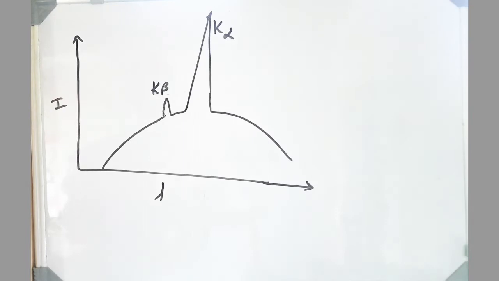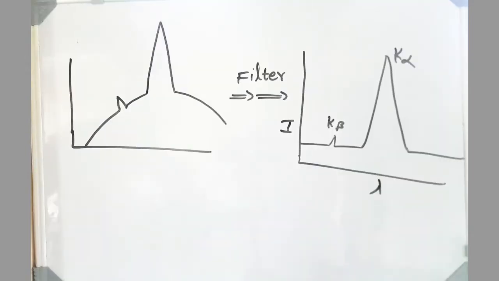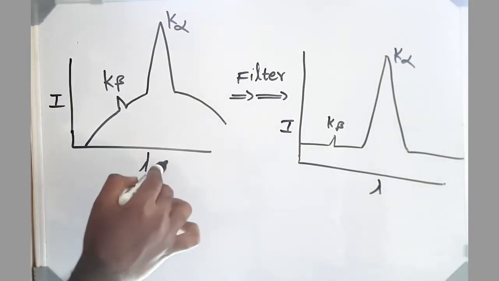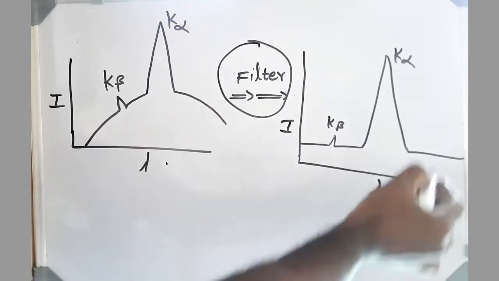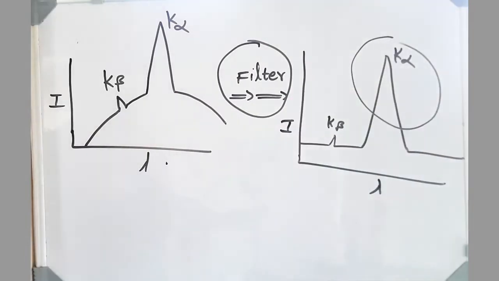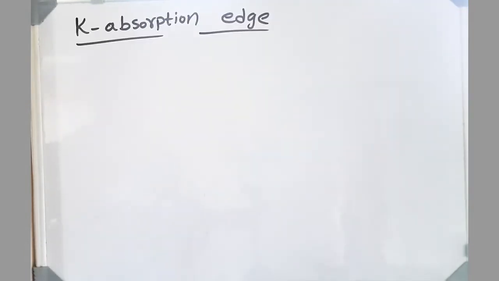When we hit the target metal with electrons, we'll get an X-ray profile like this. But most characterization techniques demand a monochromatic wavelength. We try to reduce the relative intensities of K beta and K alpha. So when we produce X-rays, they go through a filter, in turn giving an almost monochromatic wavelength. Before looking at how the filter works, let's look at what the K absorption edge is.